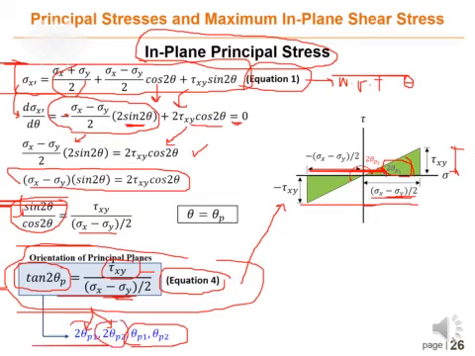Okay, so what is 2 theta p2? 2 theta p2 is equal to 180 degrees plus 2 theta p1. Okay, so as you can see here, it is denoted by the red line. Okay, so this is 2 theta p2.